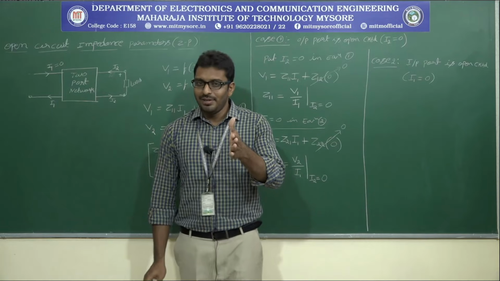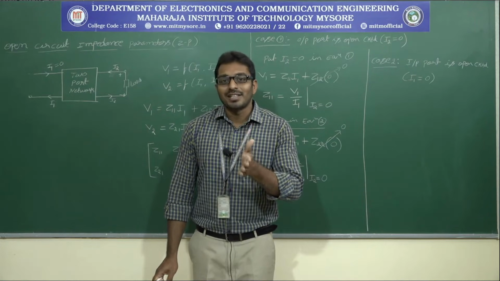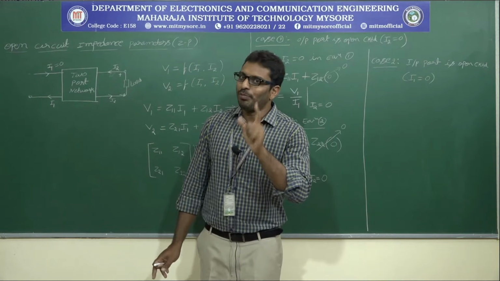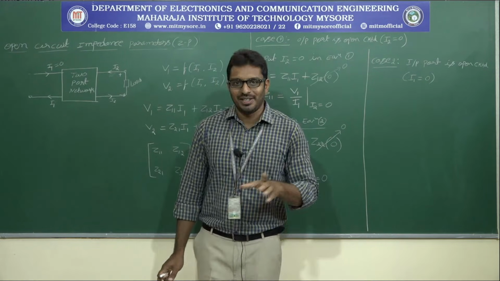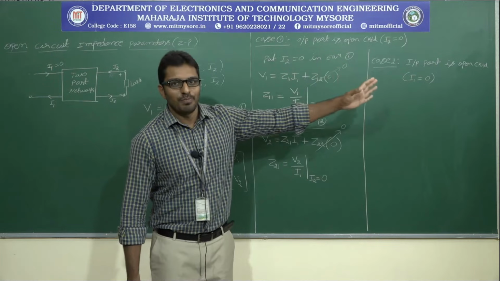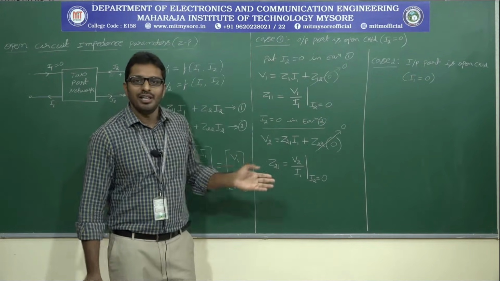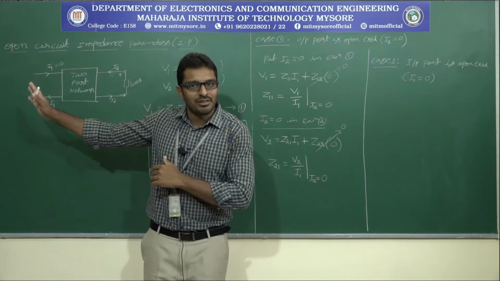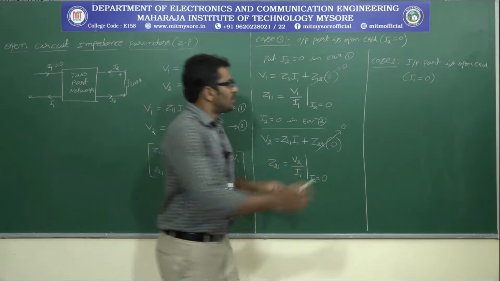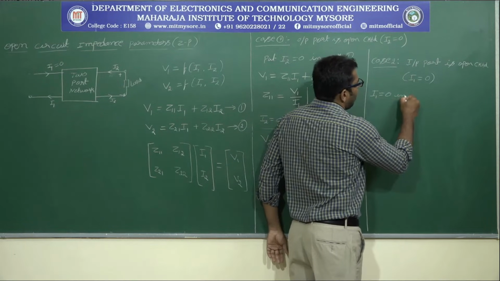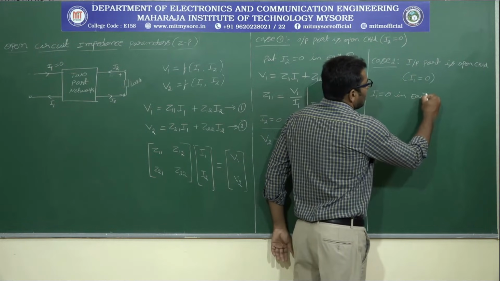Now you can understand Z parameters are defined only when any one of the ports is open circuited. First, the output port is open circuited. So, you got the equations for Z11 and Z21. Now, the input port is open circuited. Therefore, I1 becomes 0. So, just substitute I1 equal to 0 in equation 1.